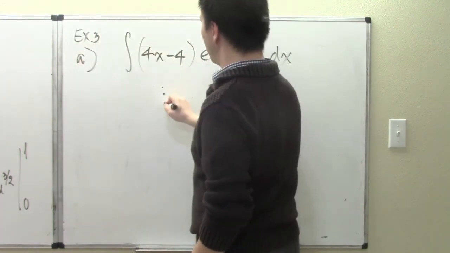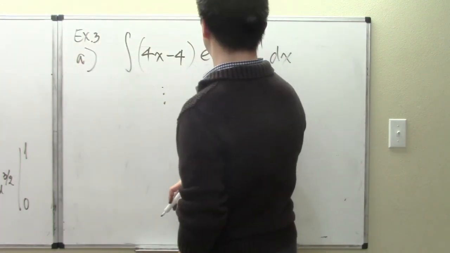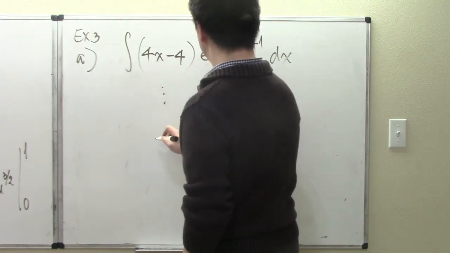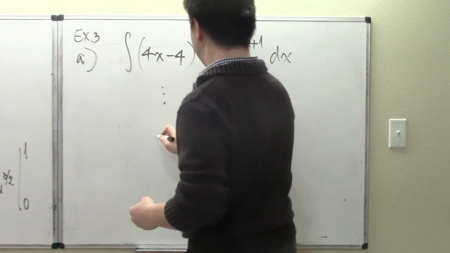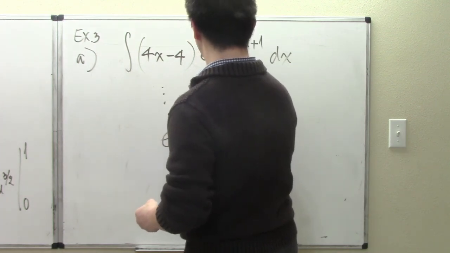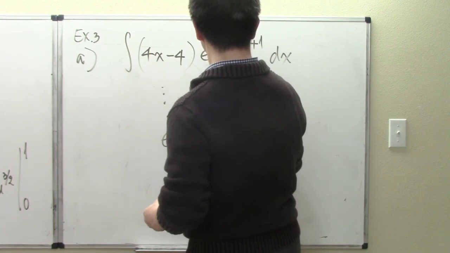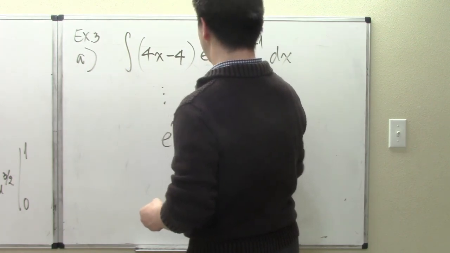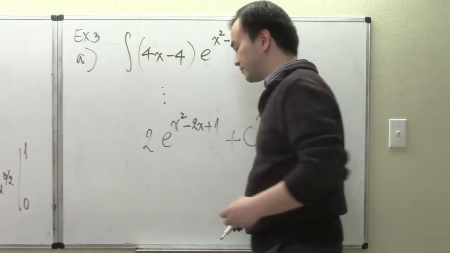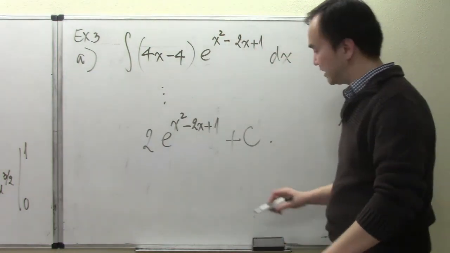We went all the way through, and our final answer was, I almost have to calculate the whole thing from scratch here, but that should be 2 times e to the x squared minus 2x plus 1, plus C. That's our answer. That's what we've had.